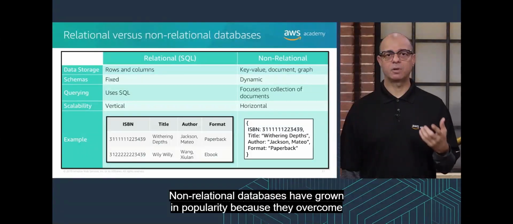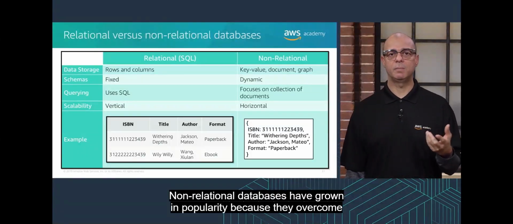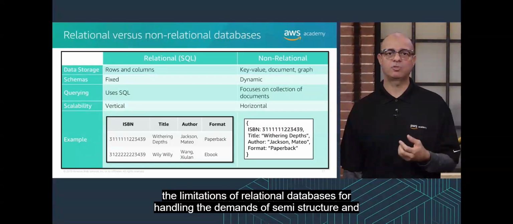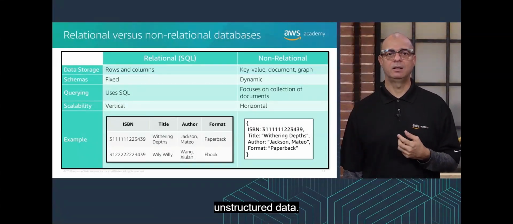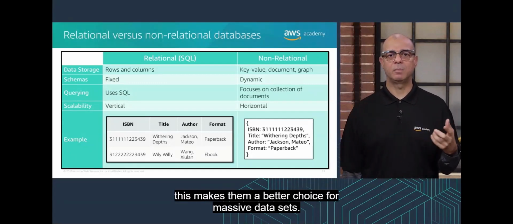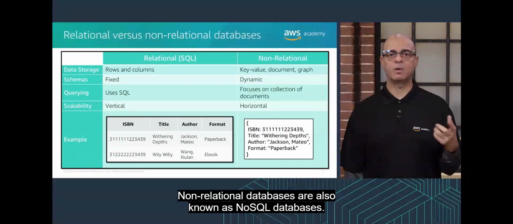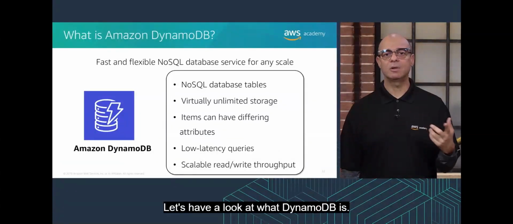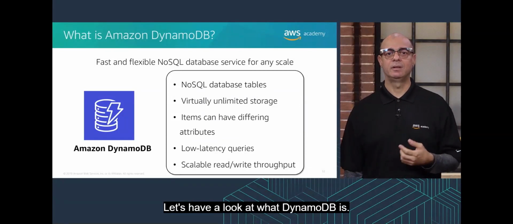Non-relational databases have grown in popularity because they overcome the limitations of relational databases for handling the demands of semi-structured and unstructured data. Non-relational databases scale out horizontally. This makes them a better choice for massive data sets. Non-relational databases are also known as NoSQL databases. Let's have a look at what DynamoDB is.